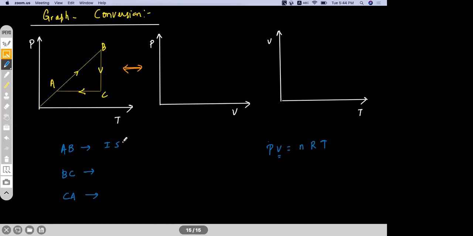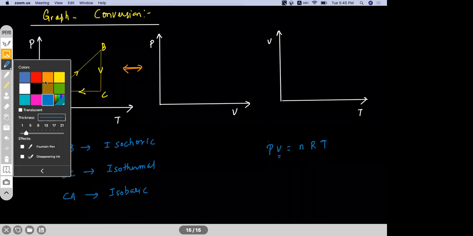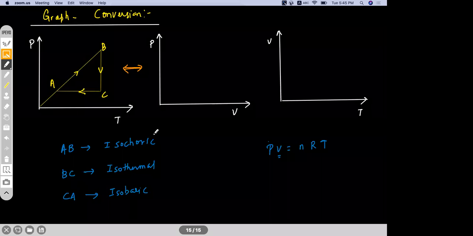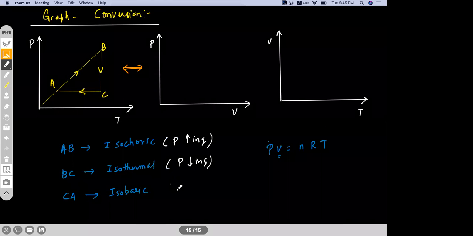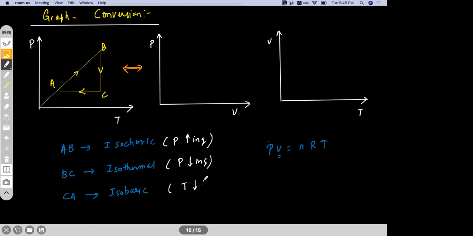AB is isochoric. Similarly, BC is constant temperature, so BC is isothermal. And CA is constant pressure, so it is isobaric. Clear? Isochoric, but what is happening here? Pressure is increasing. This you must remember. B to C, we have isothermal, but pressure is decreasing. And C to A, we have isobaric, temperature is decreasing, isn't it?